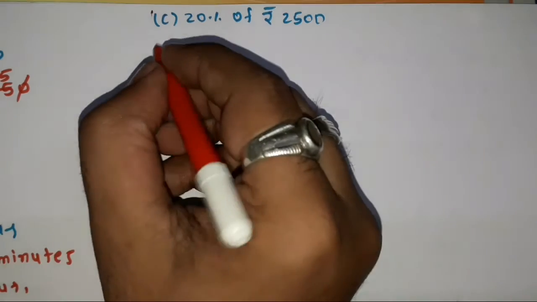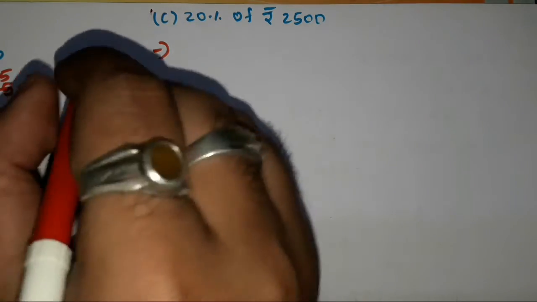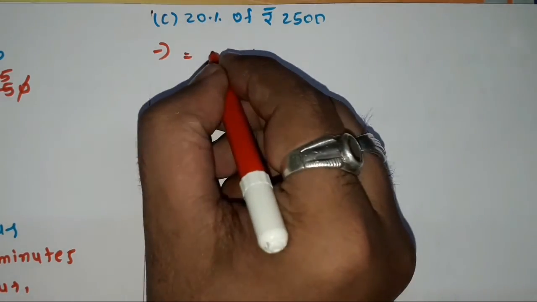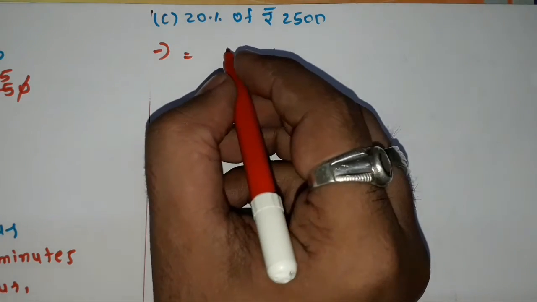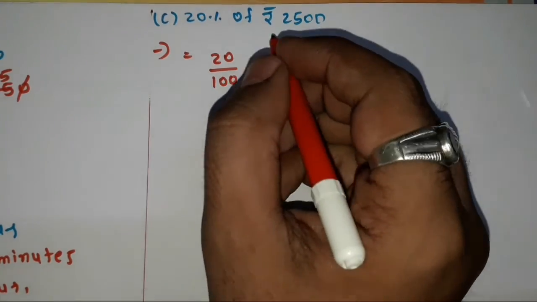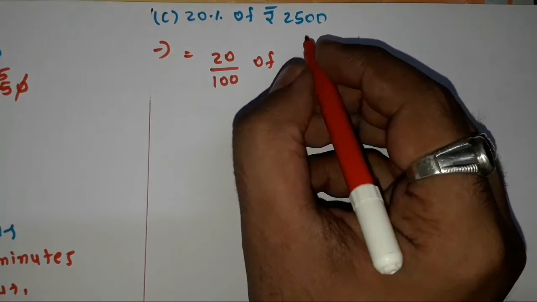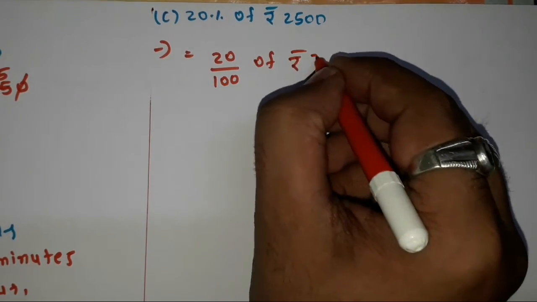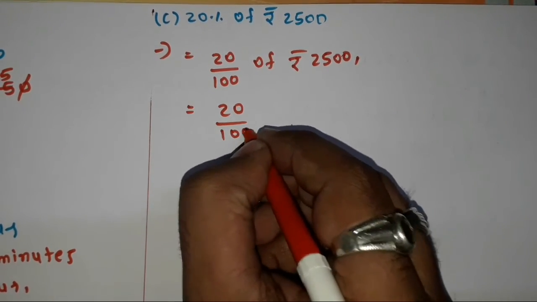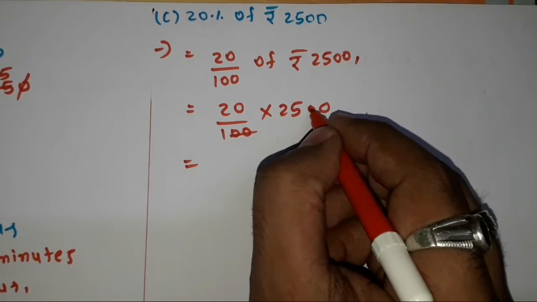The next one is 20% of rupees 2500. As we did in the previous two sums, what will we do first? First we write that 20% is there. So what will we write? First we will write 20 upon 100. To remove this percentage, we have to divide by 100. 20 upon 100 of rupees 2500 is equal to 20 upon 100 multiplied by 2500. So these zeros will be cancelled.